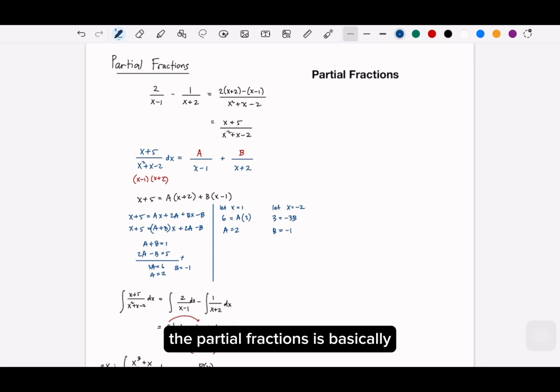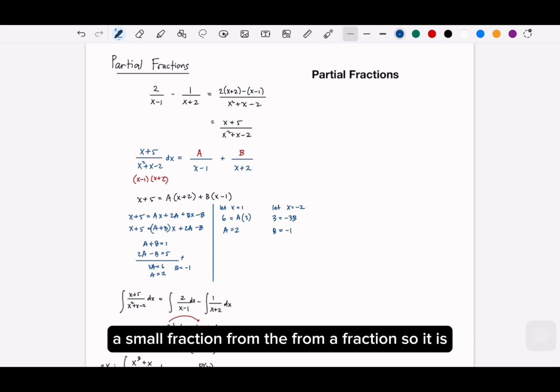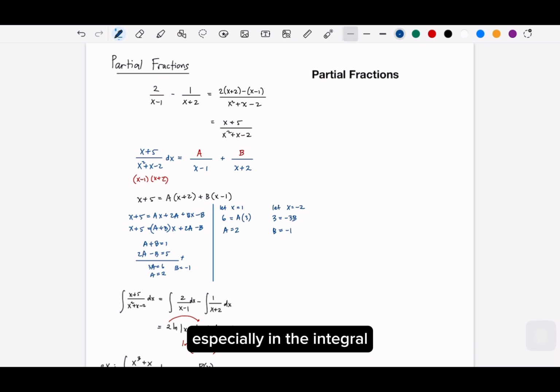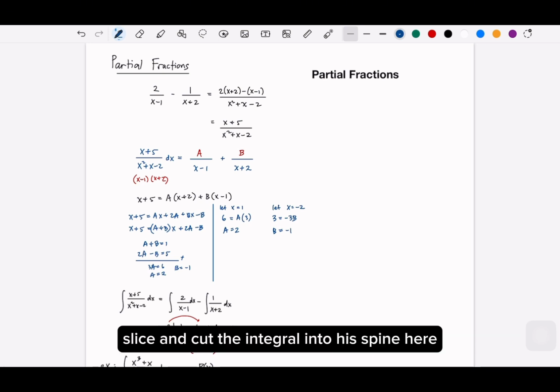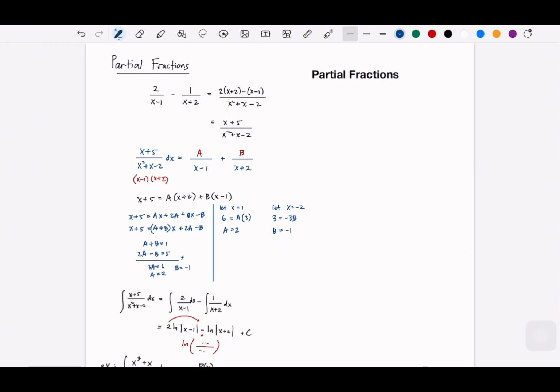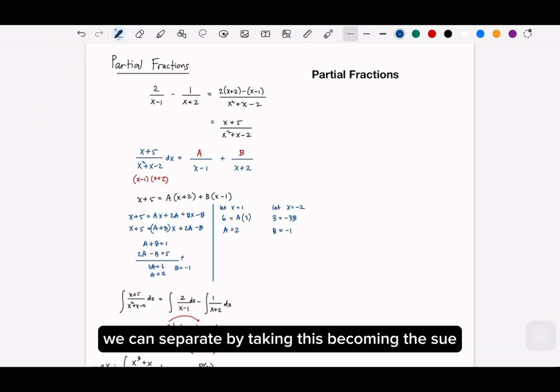is basically a technique that separating a small fraction from big fraction. So it is especially in the integrals, it is really useful if we can slice and cut the integral into piece by piece. Okay? So for example, if we have this, we can separate by taking this, becoming these two small fractions.